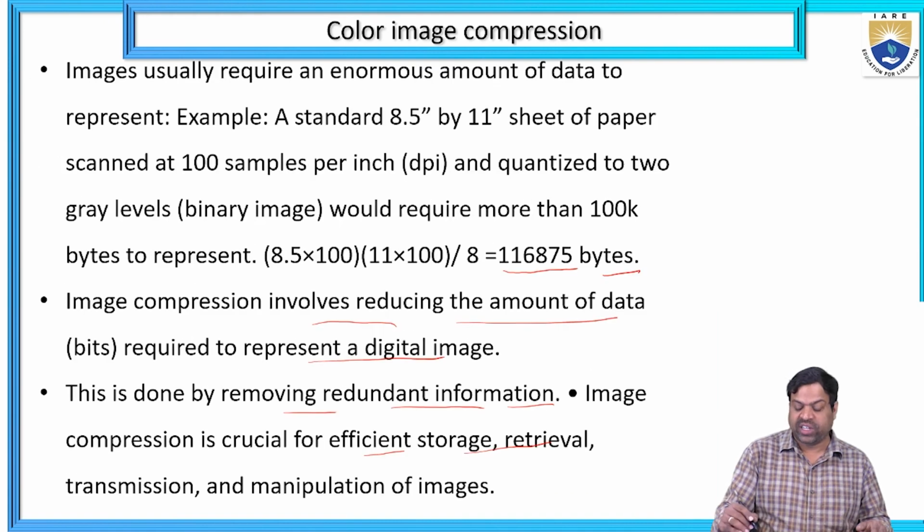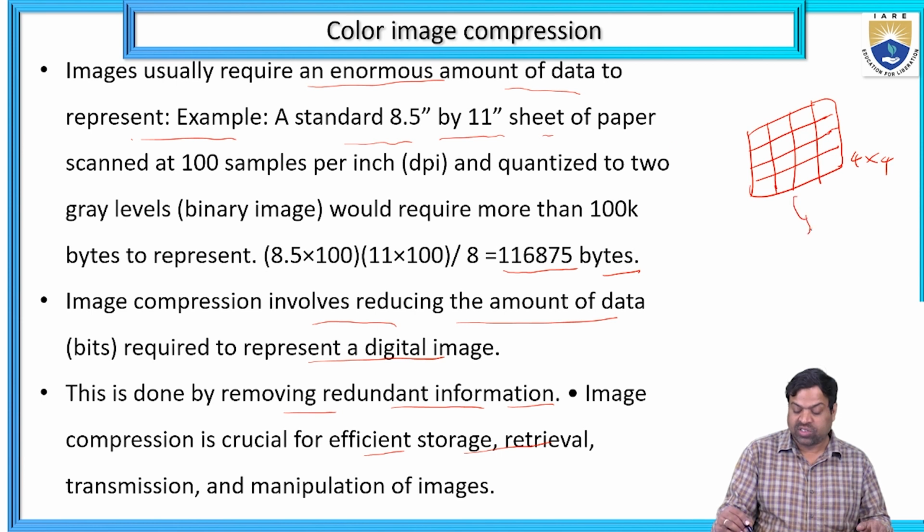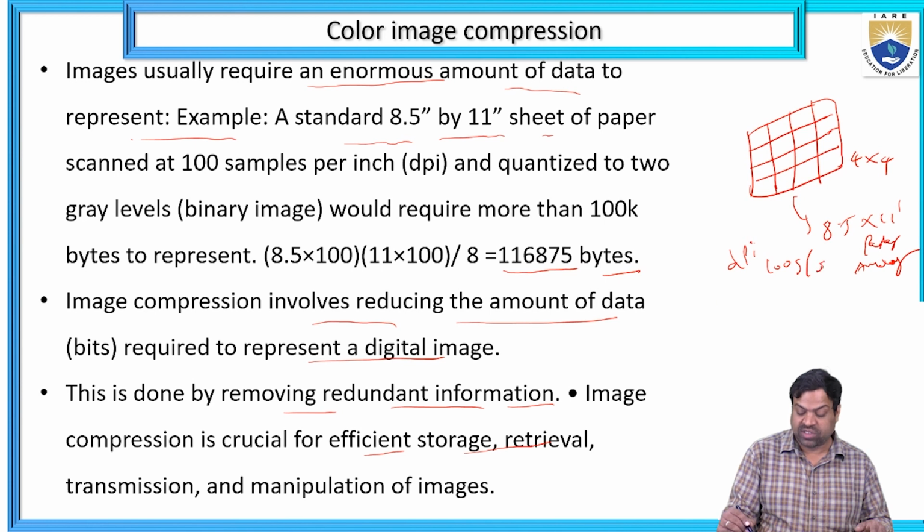Suppose here they are taking one image. I am taking this image as a 4 by 4. This requires an enormous amount of data to represent a standard 8.5 by 11 sheet of paper. So I am taking this image as 8.5 into 11 inches of paper. Is the image analog? Paper means analog image. So it is scanned at 100 samples per inch. So DPI, dots per inch, is 100.